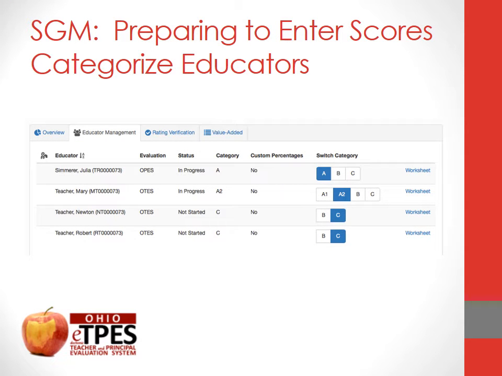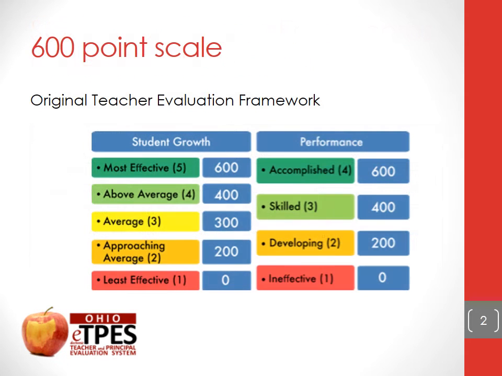This screen shows options in ETPES that are available for categorizing educators based upon available data. Once districts have entered available student growth measure data and performance data into ETPES later this school year, the system will complete the calculations for the final summative rating.